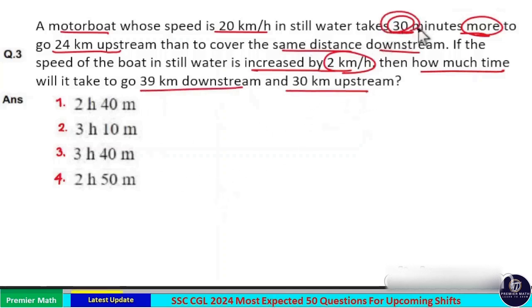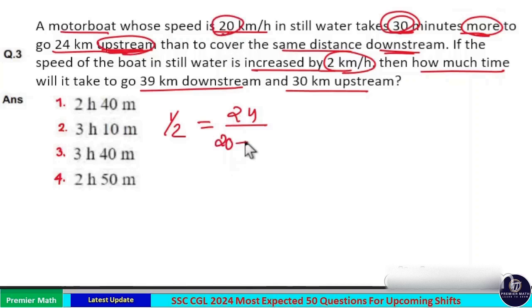Here, the time difference is 30 minutes to cover the same distance upstream and downstream, which means 30 minutes is equal to half an hour. So time is equal to distance by speed. Here the distance is the same, which is 24 kilometers. The speed of the boat is 20. I'll take the speed of the river as x. Now upstream speed is 20 minus x. So 24 by 20 minus x, minus the downstream distance 24 over the downstream speed, which is 20 plus x.